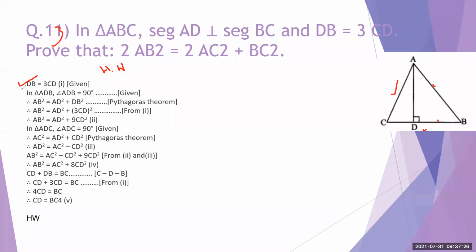तो यहाँ पे आपको क्या दिया है? DB is equal to thrice of CD. Then in triangle ABD, what we actually require is AB square. So firstly, I consider triangle ABD in which angle D is equal to 90 degrees, and using the Pythagoras theorem, we get AB square is equal to AD square plus BD square. Then the value of DB we have is equal to thrice of CD. तो simply ये यहाँ पे substitute की. And we have solved that, so we get the value of AB square.